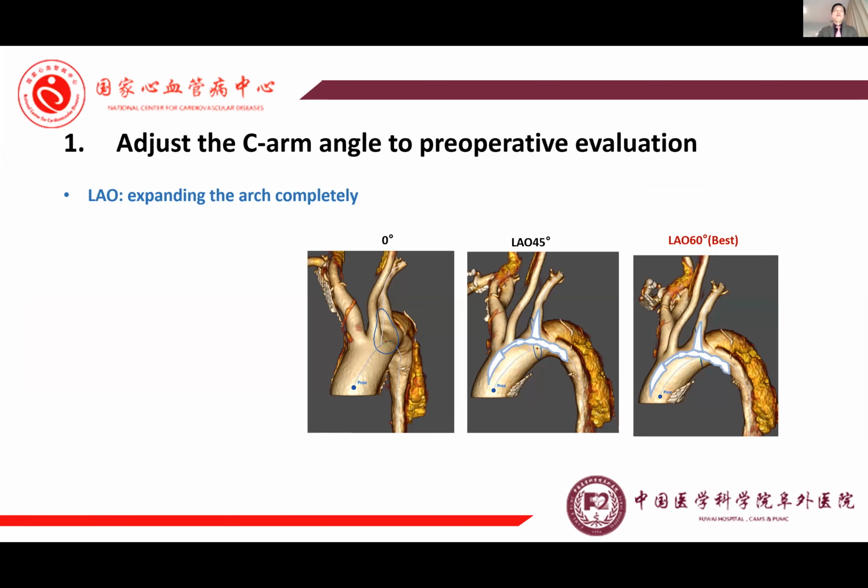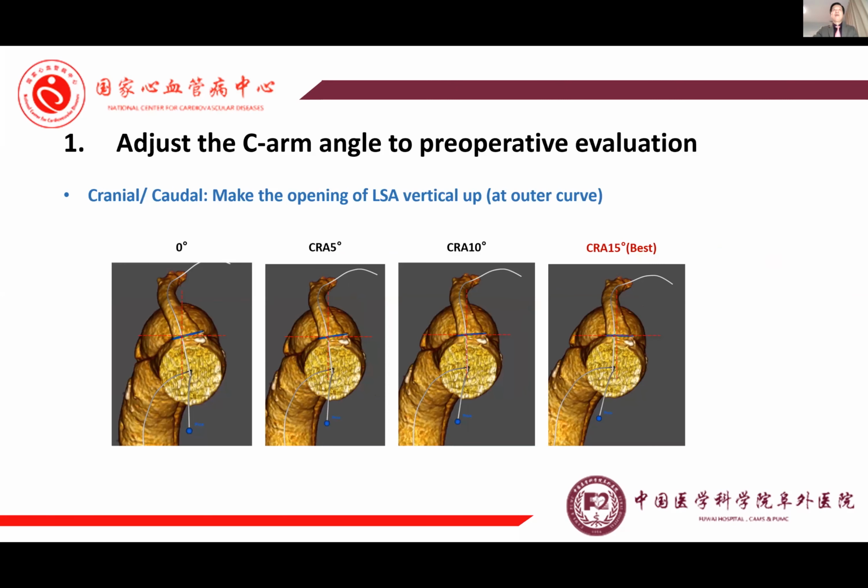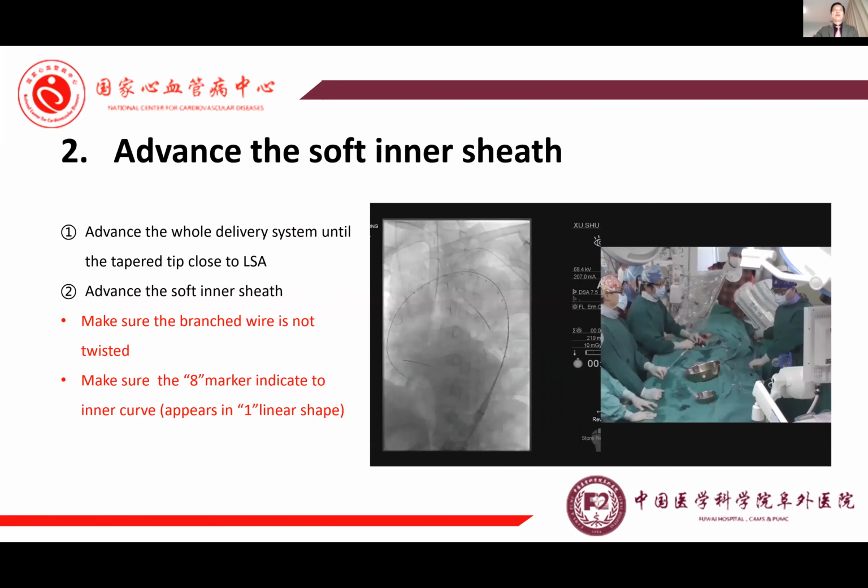During the operation, first of all, we have to adjust the C-arm angle to get a very good view of the whole aortic arch. We change the angle to see the whole space of the aortic arch. Especially, we check the angle where the LSA is coming from.